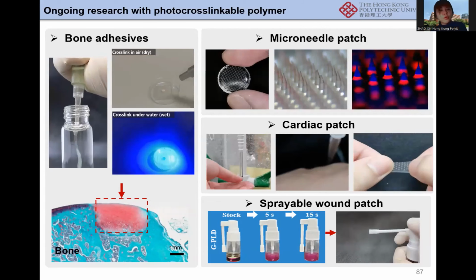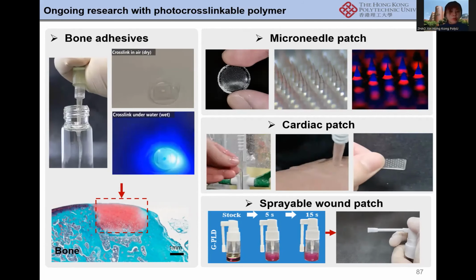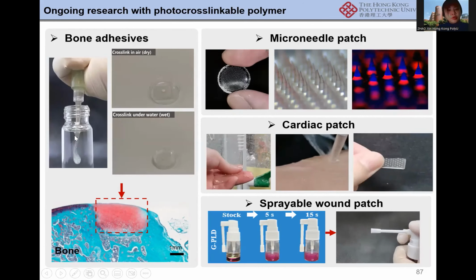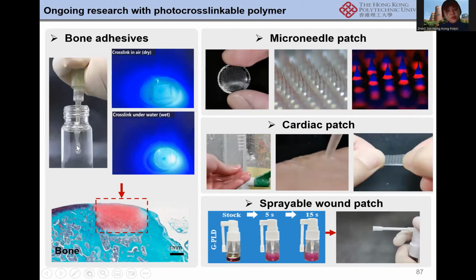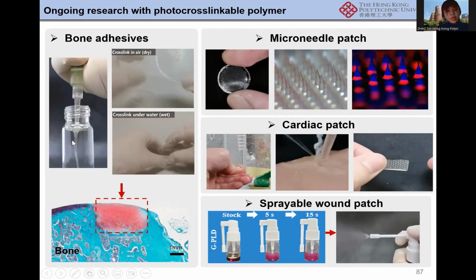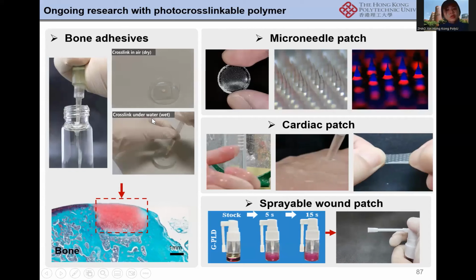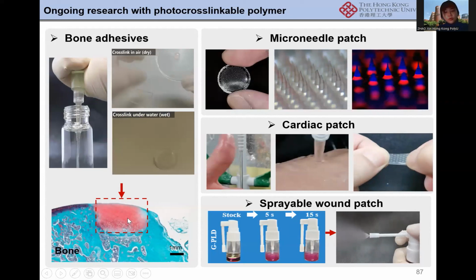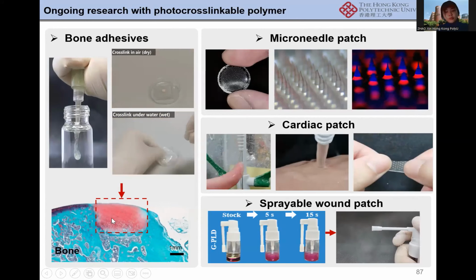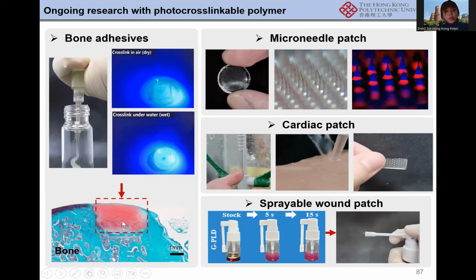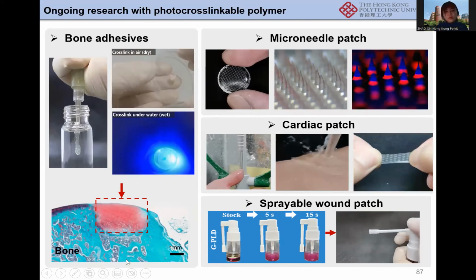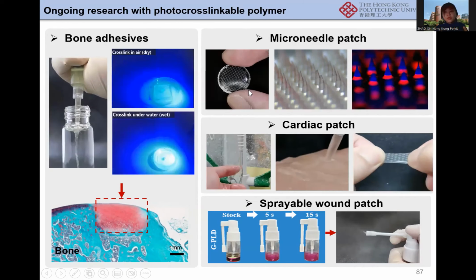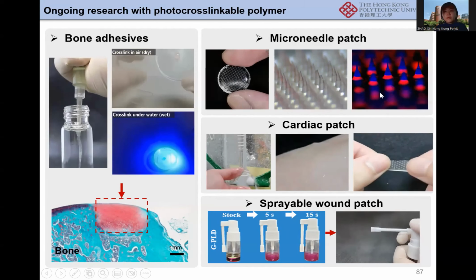These are some ongoing research with photo-crosslinkable polymers. For example, this is PDMA. The material is injectable and also hydrophobic, so it can be cross-linked underwater. What we do is inject it into this osteochondral defect, and then we cross-link it to ask the material to regenerate bone and cartilage. We just got this paper published in AFM, and we are also using the materials as a microneedle patch.